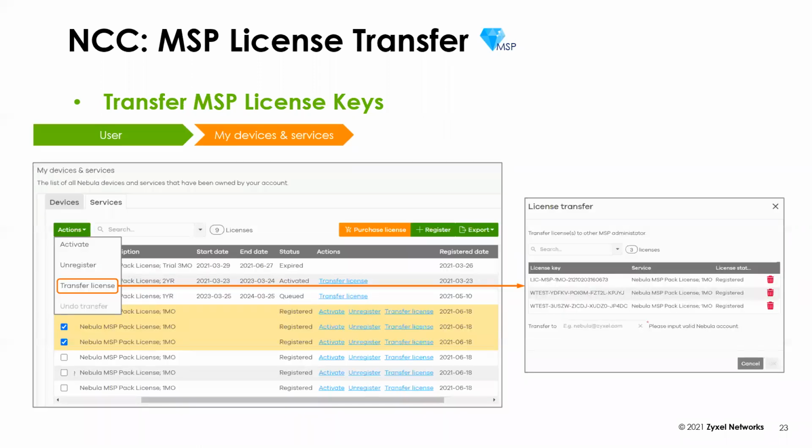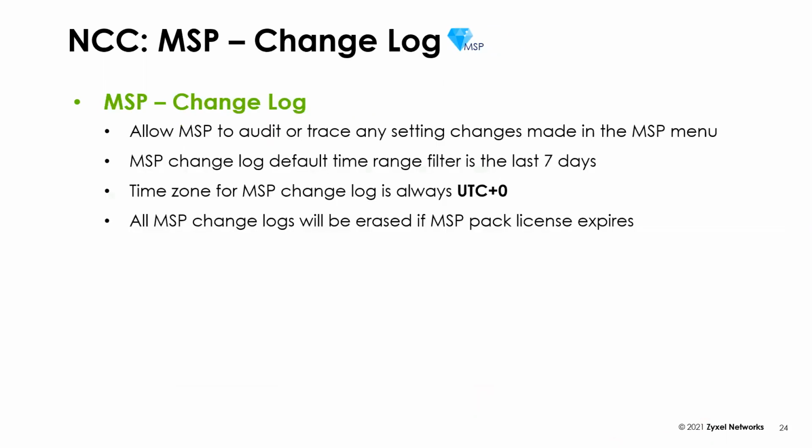So you can see here, it's pretty easy. You simply go under users here, you go to my devices and services, and on the action pull down menu here, there is a transfer license option. It'll pull up your licenses that are currently associated with that account and allow you to choose which ones you want to transfer over.